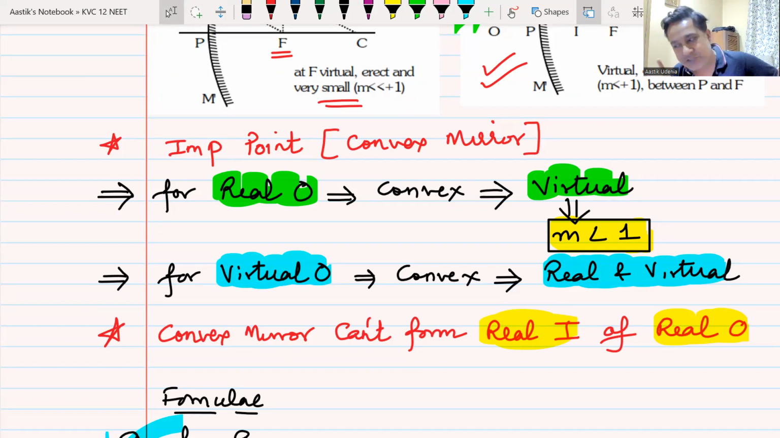Convex mirror can only form a virtual image whose magnification is less than 1, my dear friend. Less than 1. It cannot form an enlarged virtual image, and if I can see my image in a mirror, it has to be virtual, because a real image will be on the same side and I won't be able to see it. So the mirror has to be concave, my dear friends.